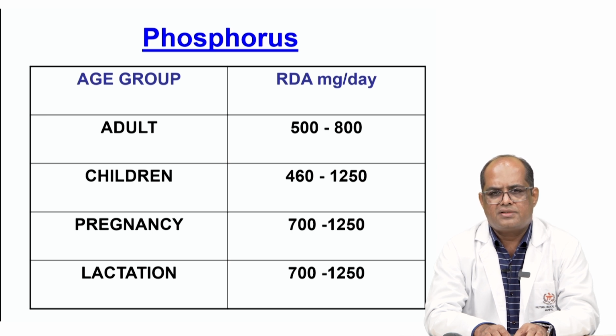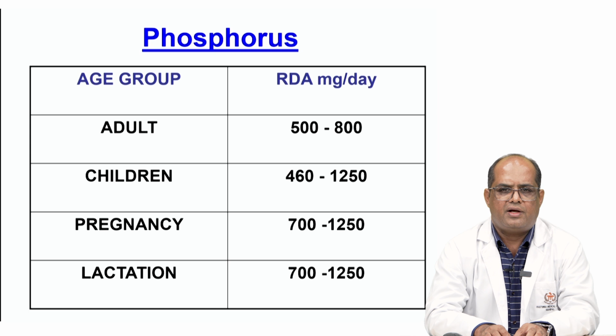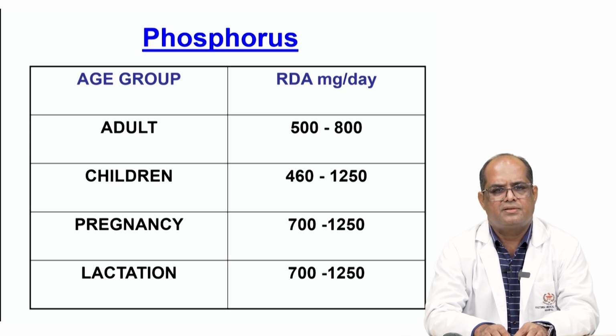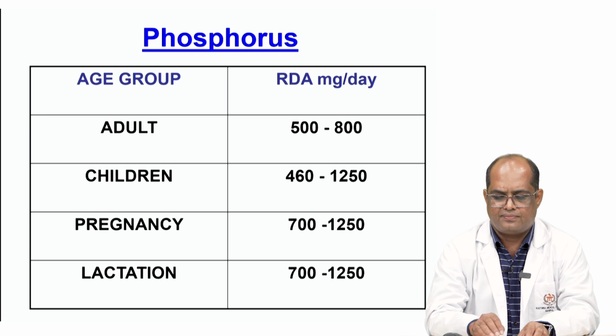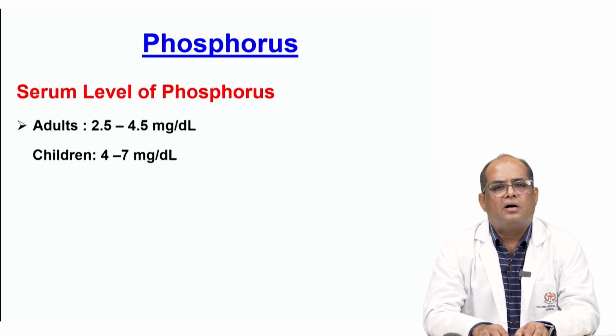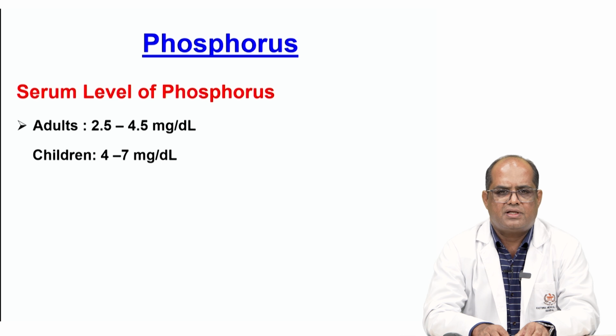Requirement for adults, we need around 500 to 800 milligram of phosphorus per day, whereas the requirement for children is more, around 460 to 1250 mg per day, and pregnancy and lactation increase it to 700 to 1250 milligram per day because of the growth of the bones in children and also the developing fetus. Normal serum phosphorus level in adults is 2.5 to 4.5 milligram per deciliter, whereas in children the normal level is 4 to 7 milligram per deciliter.